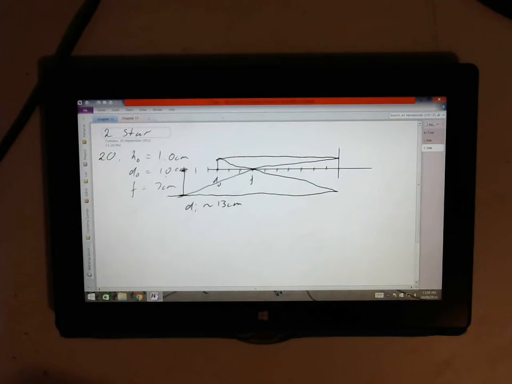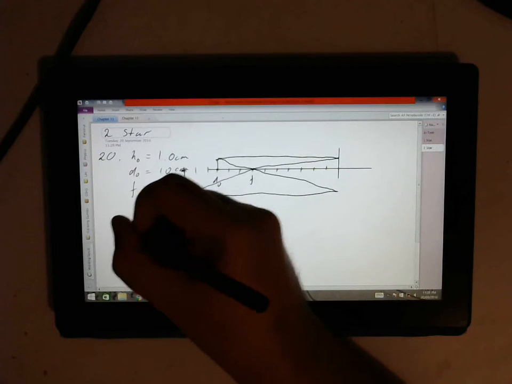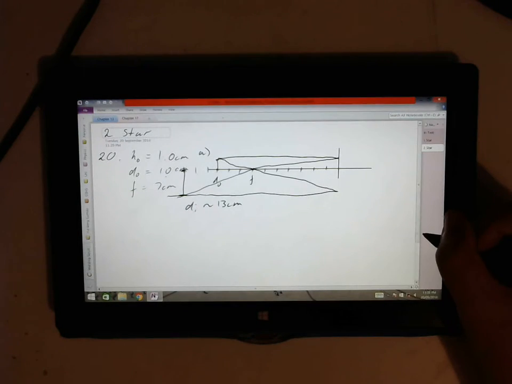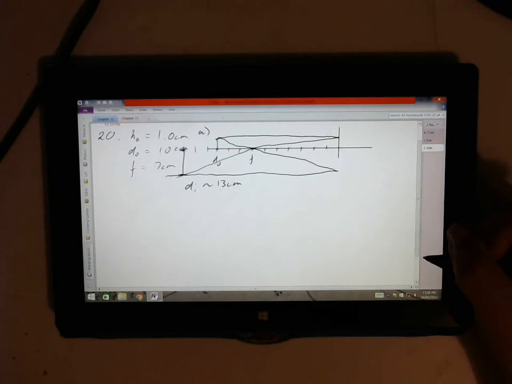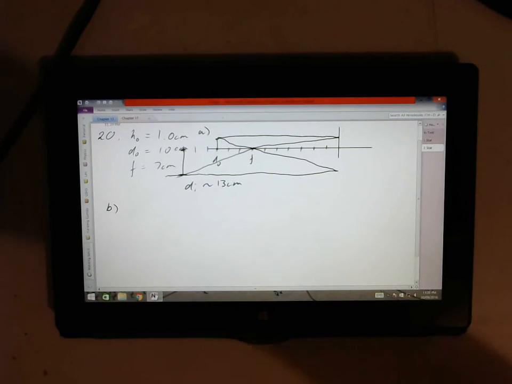Now the second part of the question is asking us to find the nature of it. Here's A, and obviously that's pretty poor. I would recommend really doing that with a ruler, but my straight lines are not doing very well.